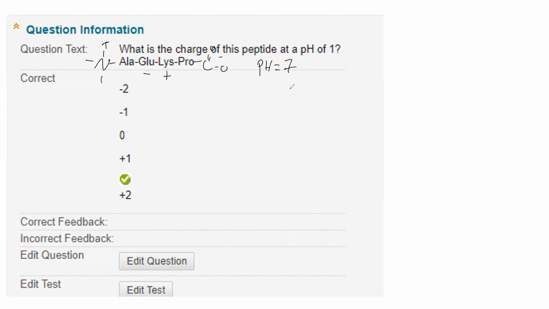Remember, when we go to a pH of 1, based on what we just talked about with pH, you have a lot more hydrogens in your solution. Therefore, anything that was negative becomes neutral. So glutamic acid gains a hydrogen and becomes neutral. The C terminus gains a hydrogen and becomes neutral. Lysine and the N terminus are positive at 7, and so they don't change and they stay positive, which means that the correct answer here is +2.